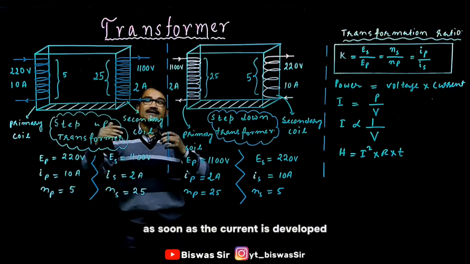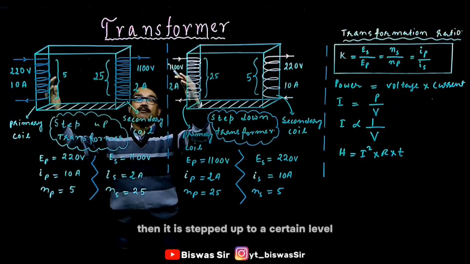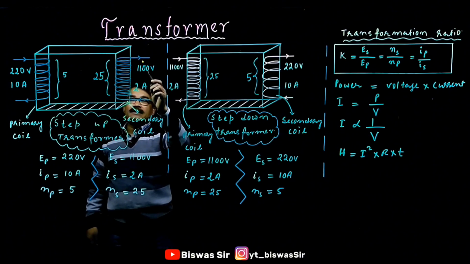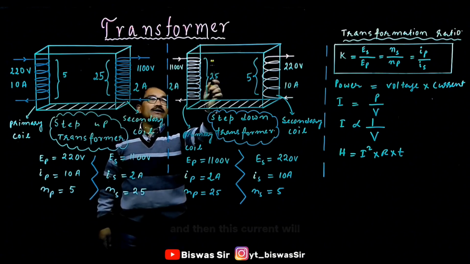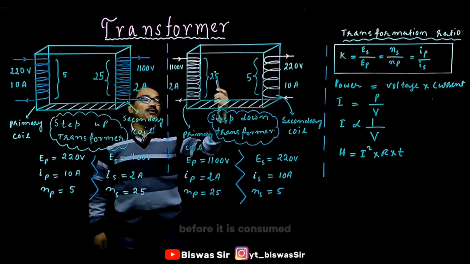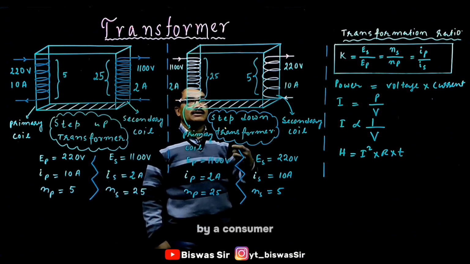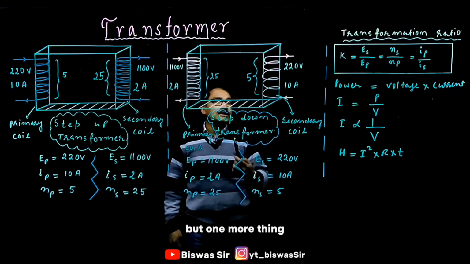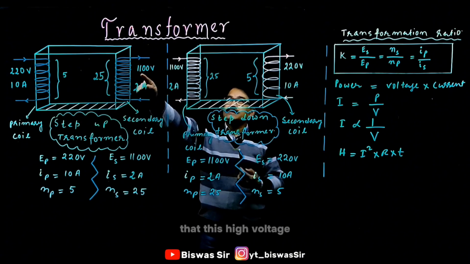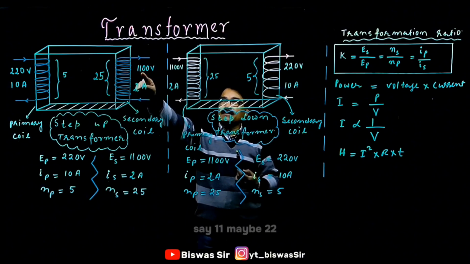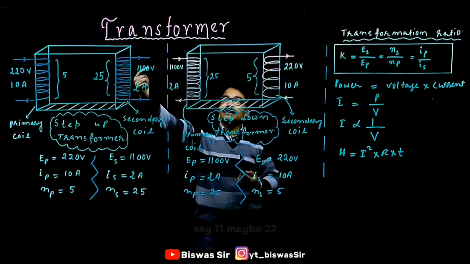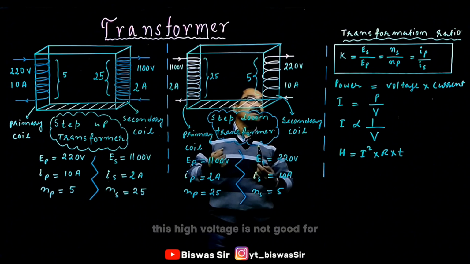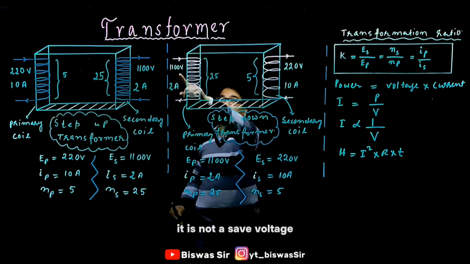As soon as the current is developed, it is stepped up to a certain level, and then this current will go to a long distance before it is consumed by a consumer. But one more thing we need to understand is that this high voltage, say 1100, maybe 2200, is not good for the consumer.